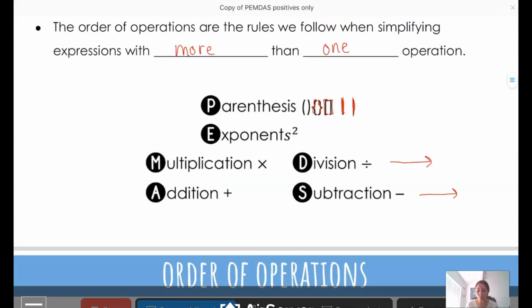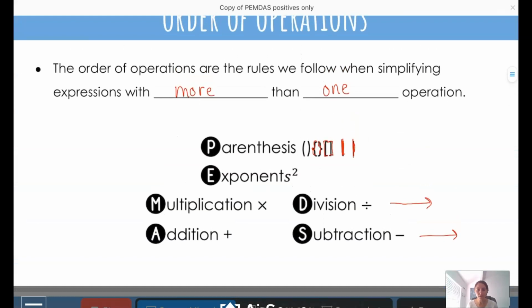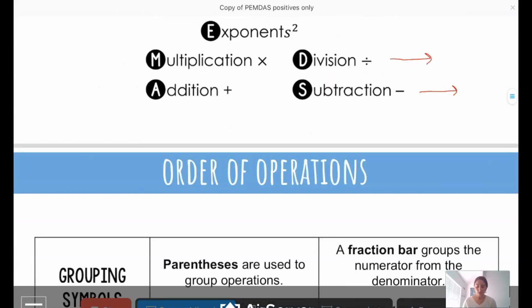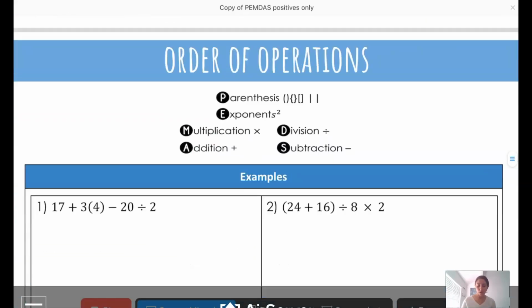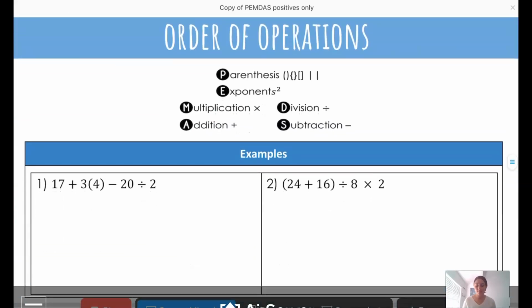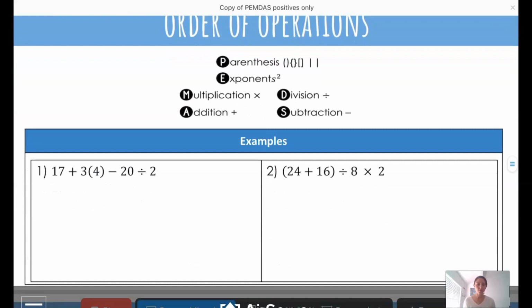So again, the order in which we do our operations: parentheses, which includes parentheses, braces, brackets, absolute value bars, and our fraction bar. Then we have exponents, multiplication and division, which gets done left to right, and addition and subtraction, which also gets done left to right. Now that we know the order of our operations, let's look at some examples and simplify expressions using our order of operations.